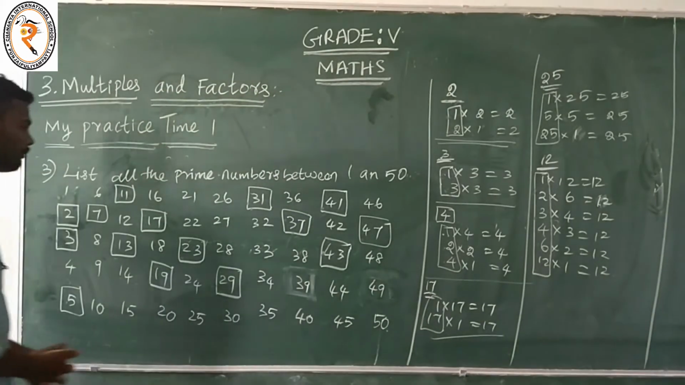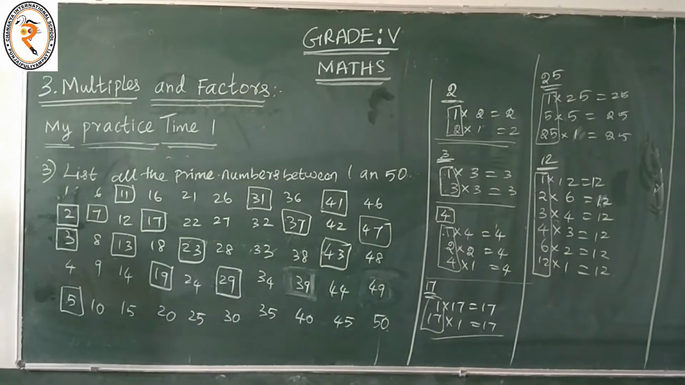So, prime numbers and composite numbers. One is neither prime nor composite. Two is the only even prime number. In prime numbers, 2 is the only even number.